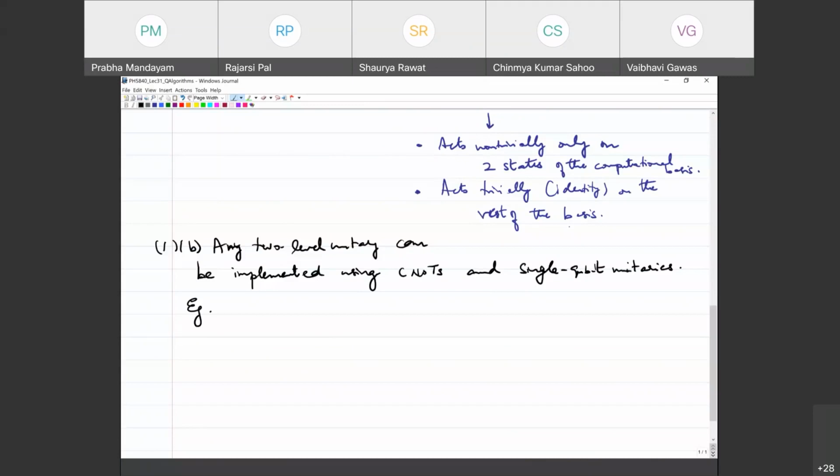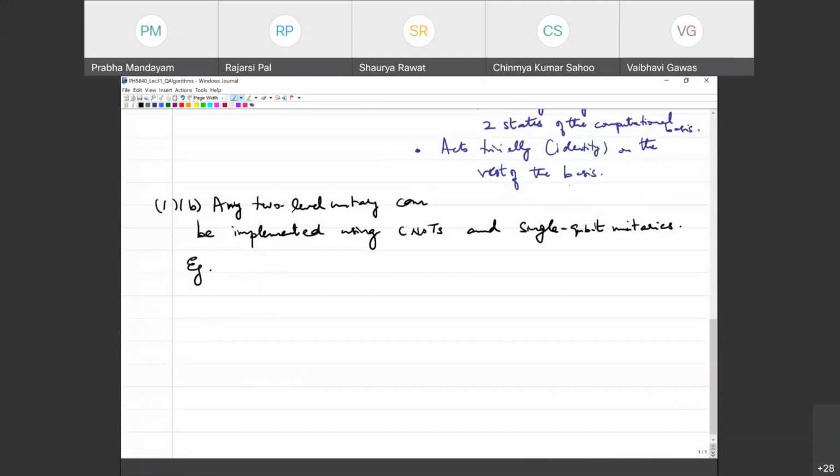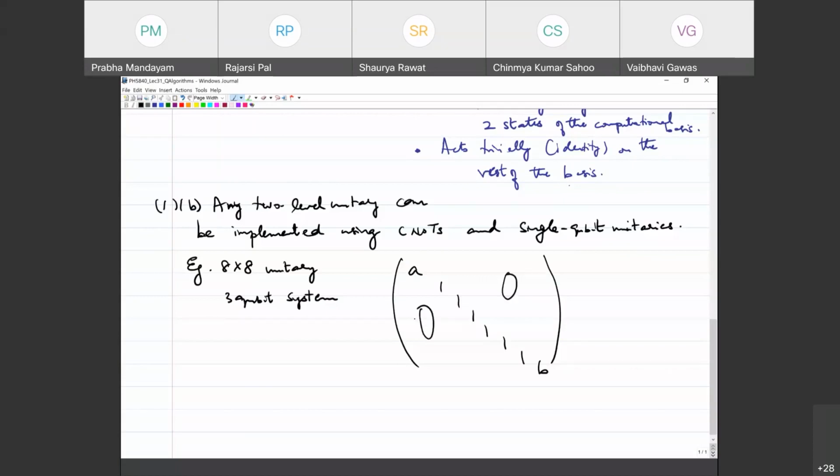Imagine I have this 3 qubit unitary. Imagine I have this 8 cross 8 unitary. So this is acting on a 3 qubit system, right? And imagine that this has this form, that it is A, B, and then everywhere else is zeros. Okay. So, sorry, I wanted this to be B and this to be C and D, right?